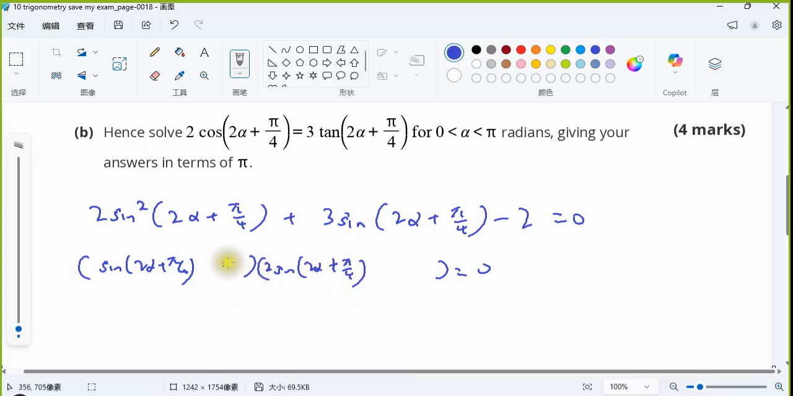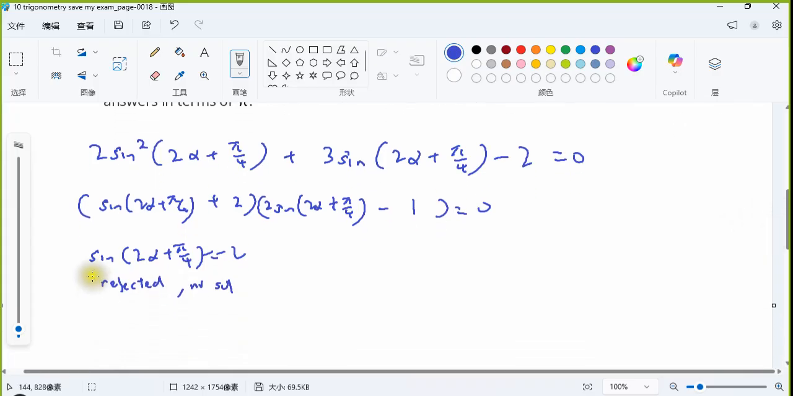This one is 2 times 2, 4 plus 4 minus 1. So we have sine of 2 alpha plus pi over 4 equal to negative 2. This one is rejected, no solution, because sine x is between negative 1 and 1, and negative 2 is out of range already. So we have sine of 2 alpha plus pi over 4 equal to half.